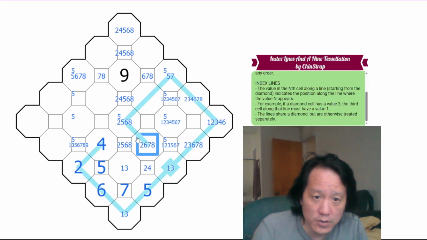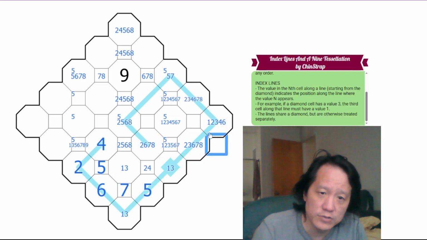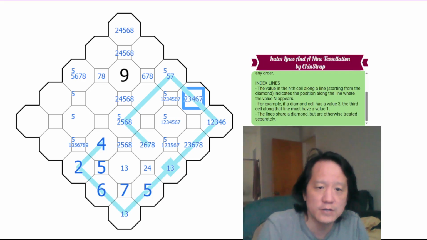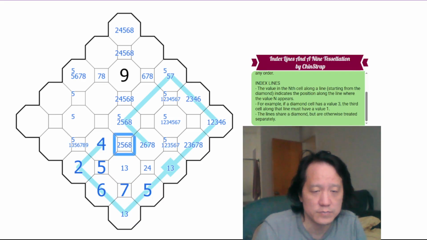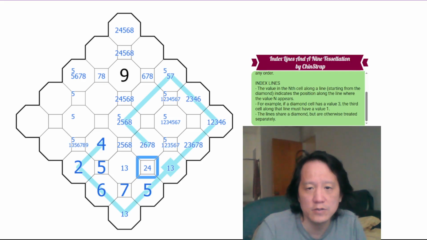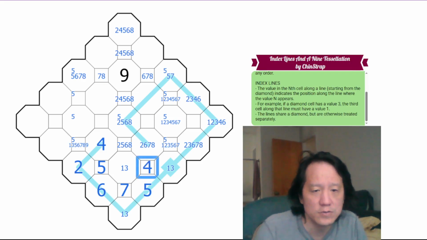So 8 can no longer be in the 4th position. 1, 2, 3, 4. So this cannot be 8. 7 can no longer be in the 4th position, so this can't be 7. This 2 eliminates 2 here, so this is 4.